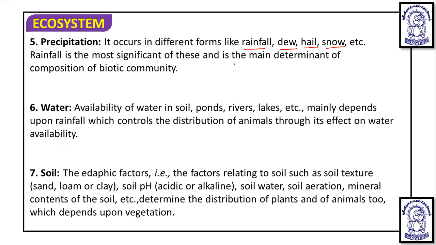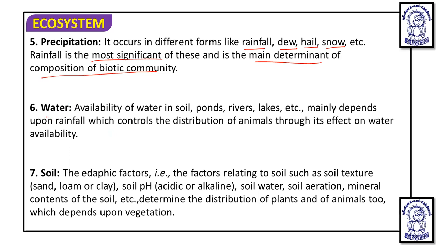Rainfall is the most significant of these and the main determinant of the composition of the biotic community. Because if rainfall is proper, the water content will be proper. If water content is proper, then plant growth can be proper. If plant growth is proper, then the animals which depend on those plants will thrive. In this way, maintenance can all occur through rainfall or precipitation.